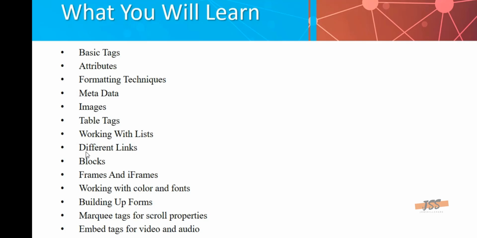So how to create a link using the text or image, and then when the user clicks, where to navigate, whether navigate to the next page or whether navigate to the different website. And then we will be seeing the blocks using the div tag. After this we will be seeing frames and iframes, which are used to create the navigation.